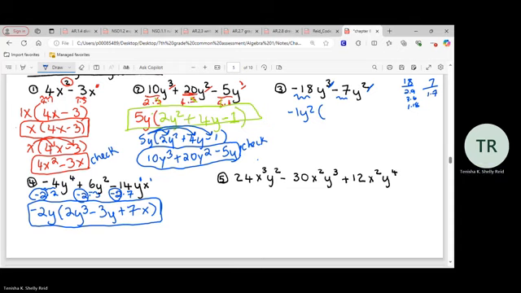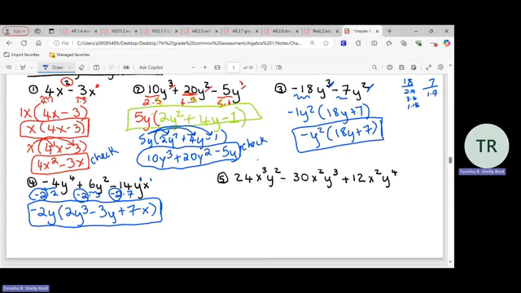Now the leftovers. Negative 18 divided by negative 1 is positive 18. y^3 divided by y^2 is y. Minus sign? Nope, not minus sign, because I'm going to divide the negative 7 by negative 1, so I get a positive 7. And then y^2 divided by y^2, the y's are gone. So to clean this up, my answer is negative y squared times 18y plus 7. And again, feel free to distribute, multiply in order to check it.